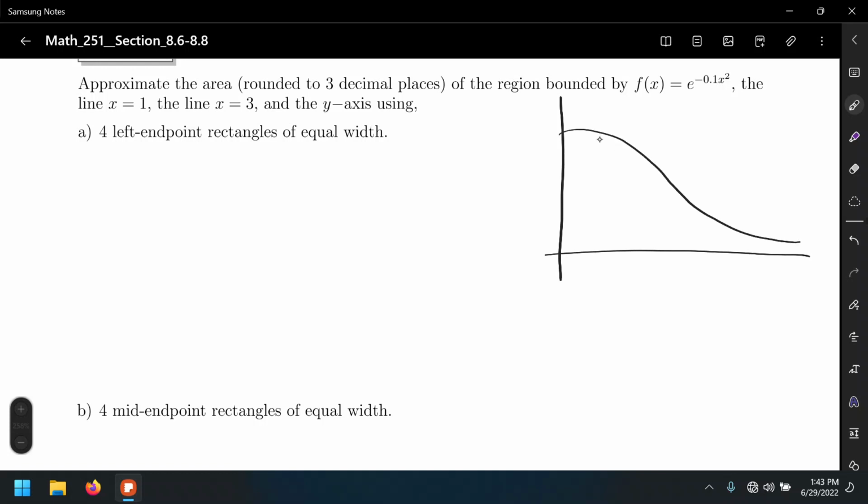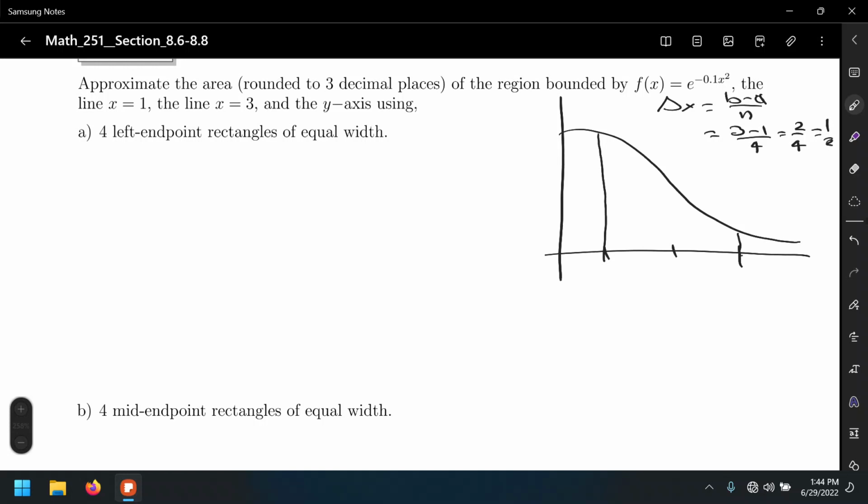All right, so in this case, from 1, 2, 3. We want this area right here, and we need to subdivide this into 4 rectangles of equal width. That means you might remember the delta x formula, which is b minus a over n, where b is the upper limit, a is the lower limit, and n is the number of rectangles that we want to subdivide this region. In this case, that is 3 minus 1 over 4, that's 2/4, which reduces to 1/2.